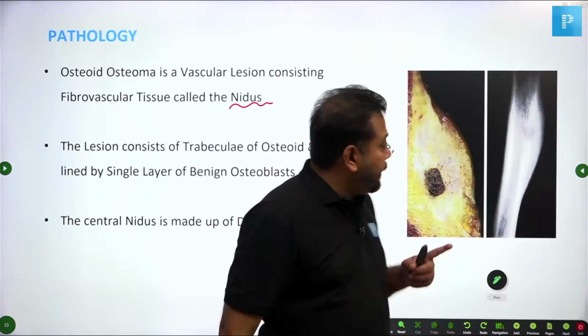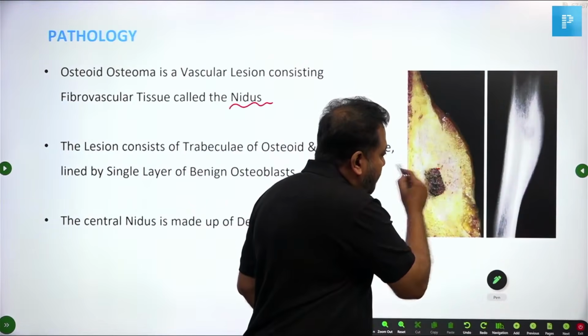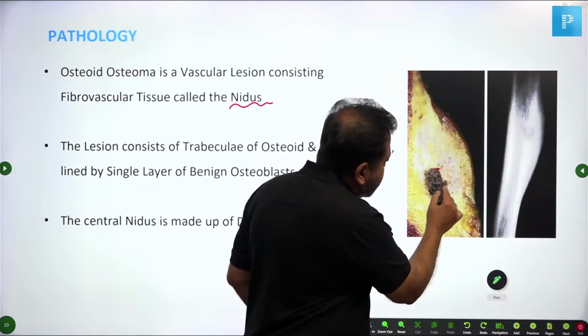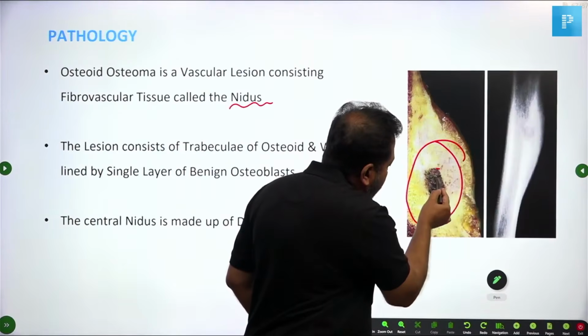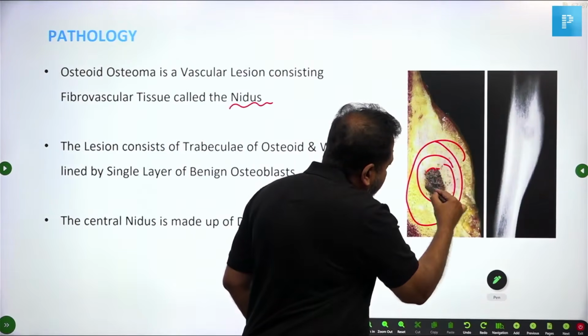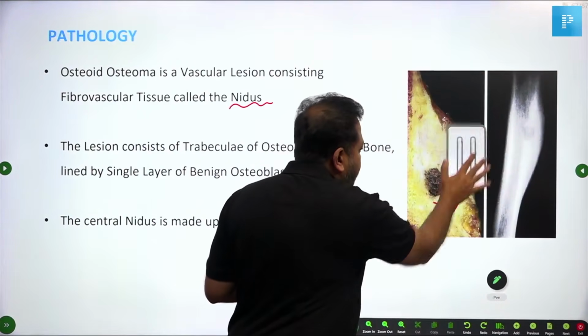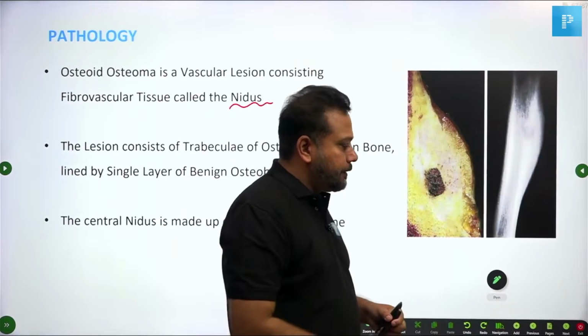I will tell you one extra edge point. You see, this is the nidus that is seen inside. This is the cortical bone. This is the medullary bone. Inside that I am seeing a nidus. I will erase everything. You see, this is that nidus in the cut section.